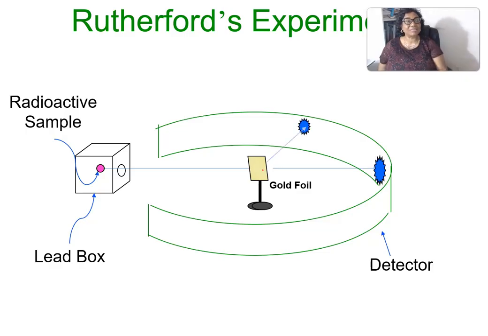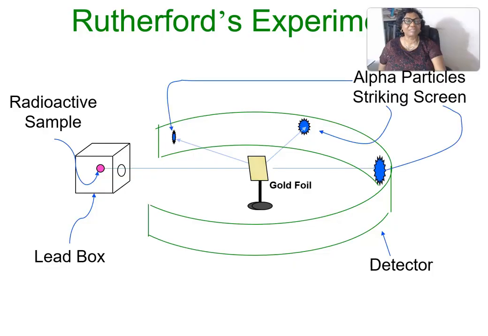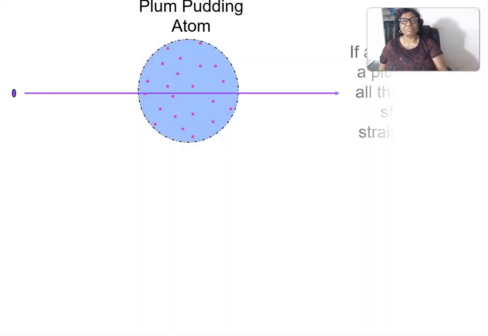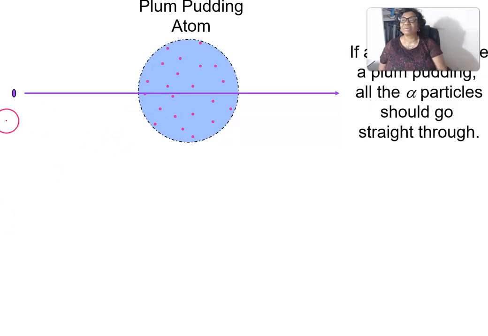But surprisingly, you see, this was deflected. Some even came back. You see, this came back. So these are all alpha particles. They were expecting all to go through, but some got deflected, and some even came back. If an atom was like a plum pudding, all alpha particles should go through straight.